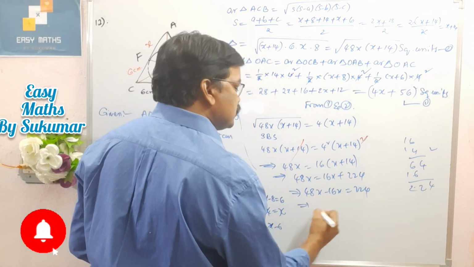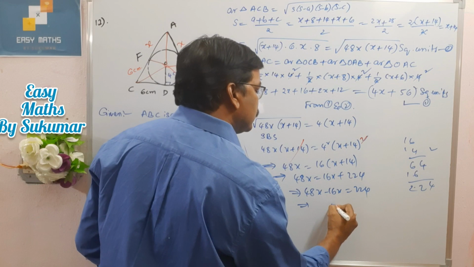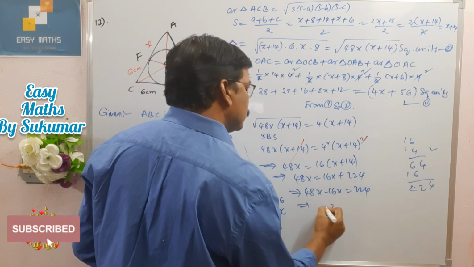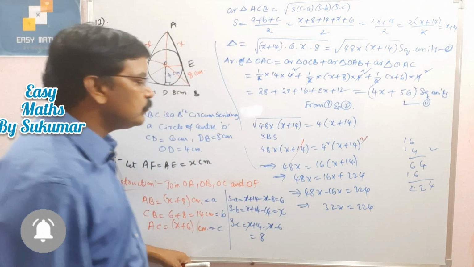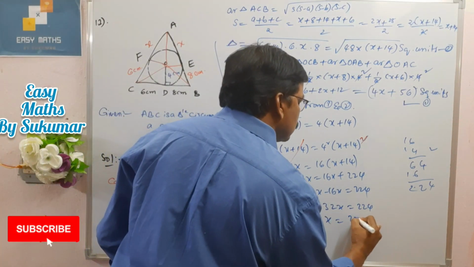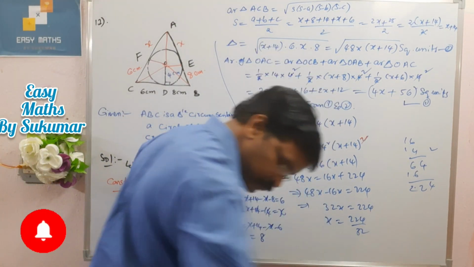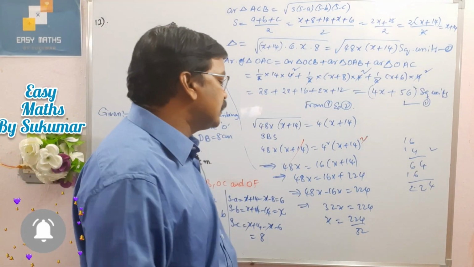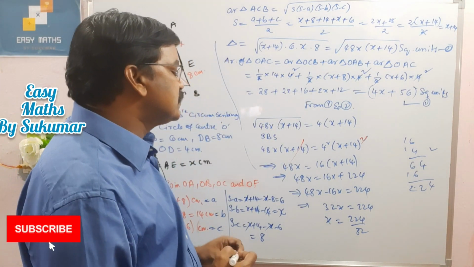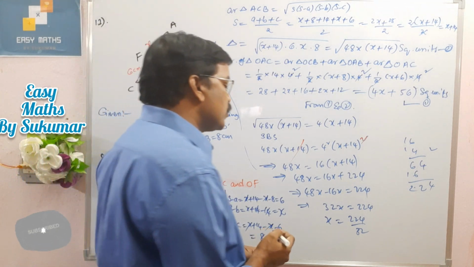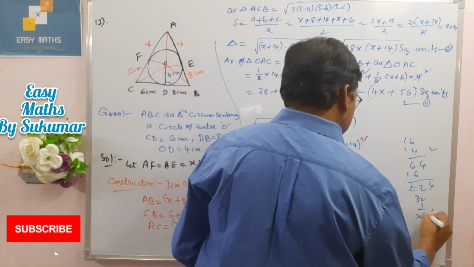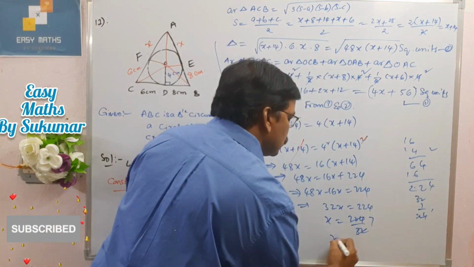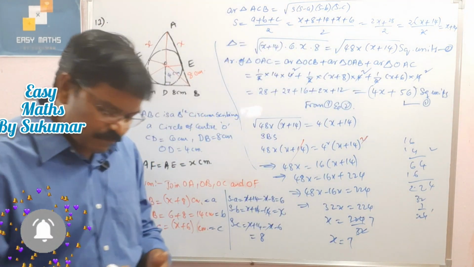Just by subtracting 16x from 48x, that is 32x is equal to 224. So finally x is equal to 224 by 32. See here, this 32 in 224, 7 times cancel. Okay, so 7 times, therefore x is equal to 7.